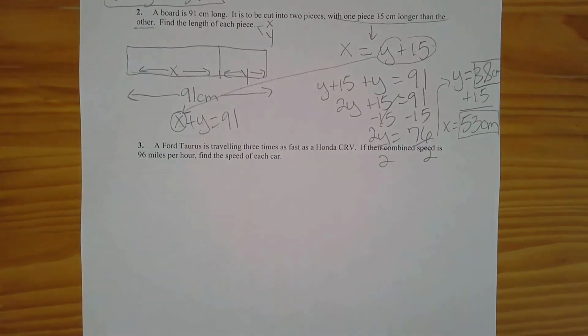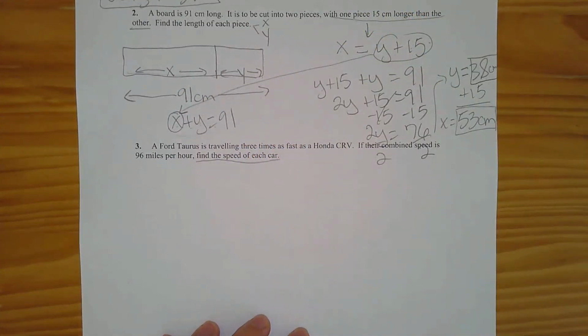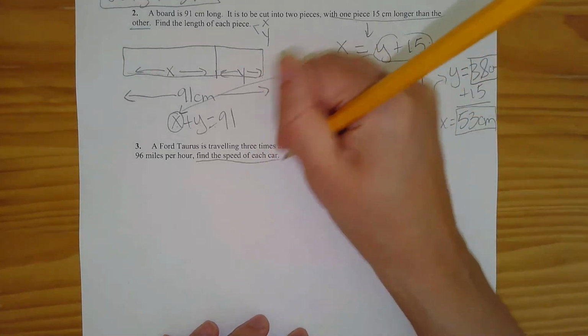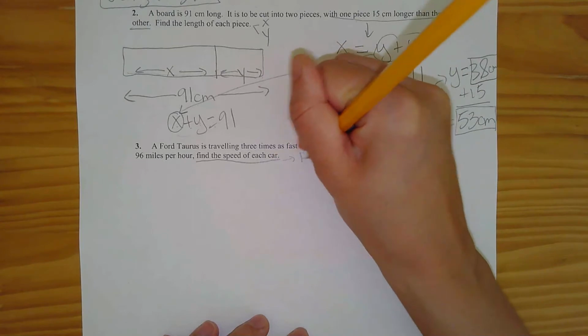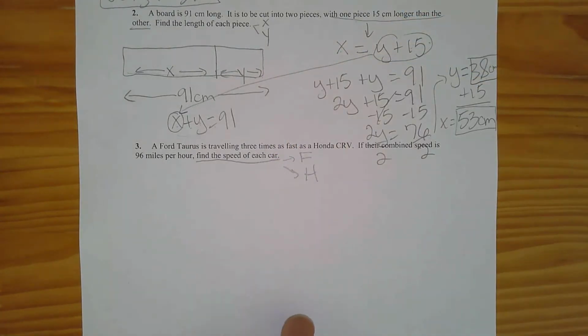It says a Ford Taurus is traveling 3 times as fast as a Honda CR-V. If their combined speed is 96 miles per hour, find the speed of each car. So this is what I'm looking for. I'm looking for the speed of each car. In my cars, I have a Ford Taurus and a Honda CR-V. So how about we use an F for the Ford Taurus and an H for the Honda CR-V. Okay? Then let's get some equations from our sentences.